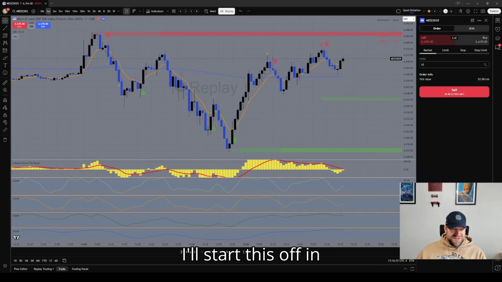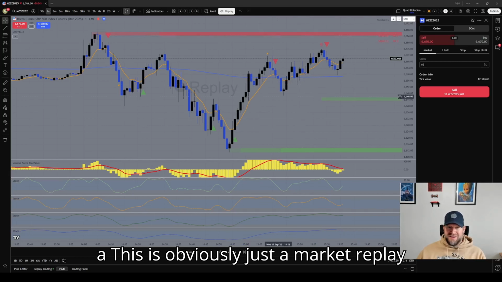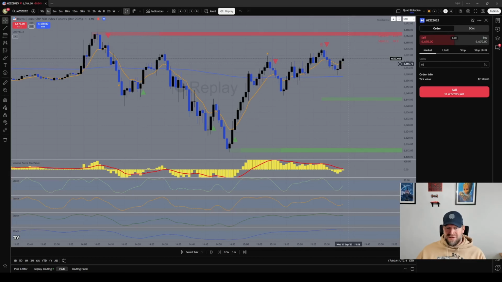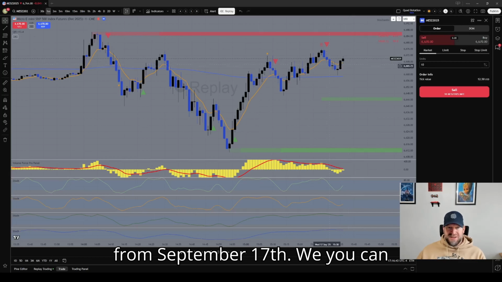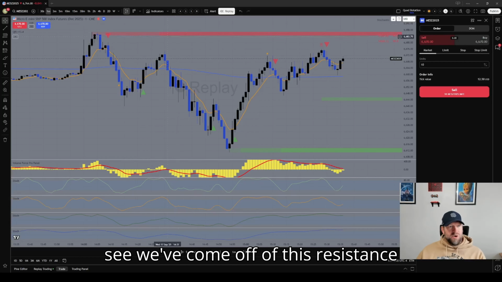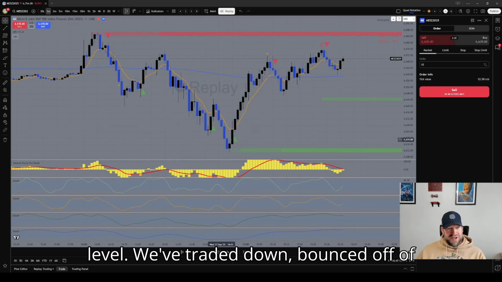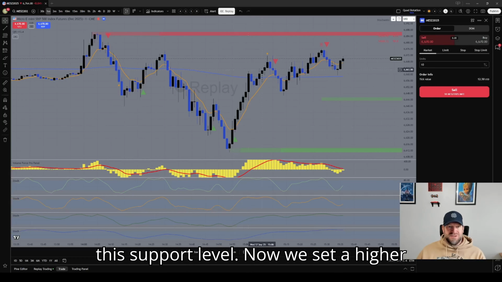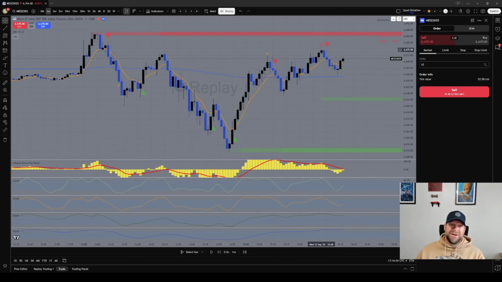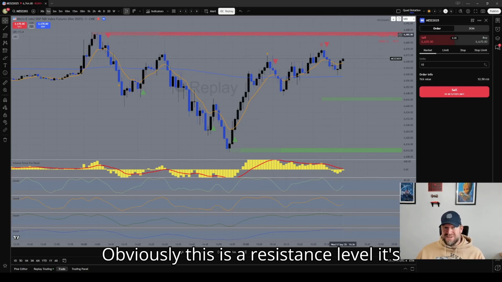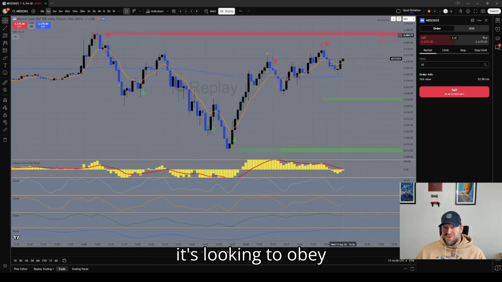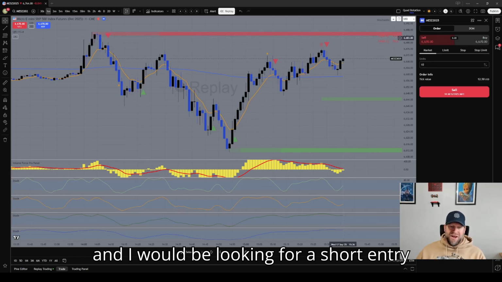I'll start this off, this is obviously just a market replay from September 17th. You can see we've come off of this resistance level. We've traded down, bounced off of this support level. Now we set a higher high, another higher high. Obviously, this is a resistance level. It's looking to obey, and I would be looking for a short entry here.